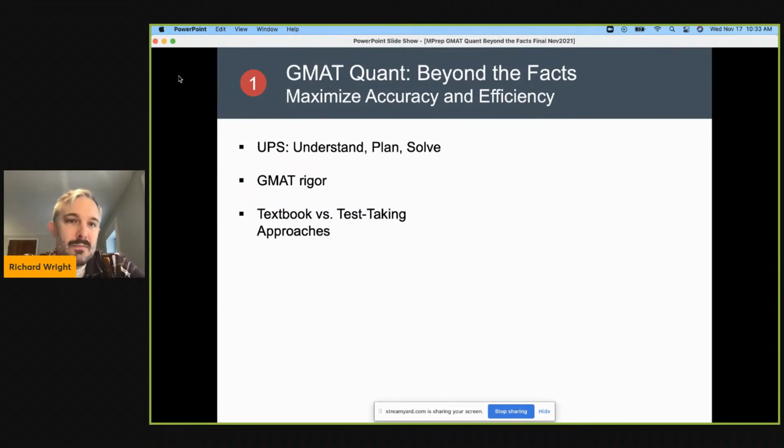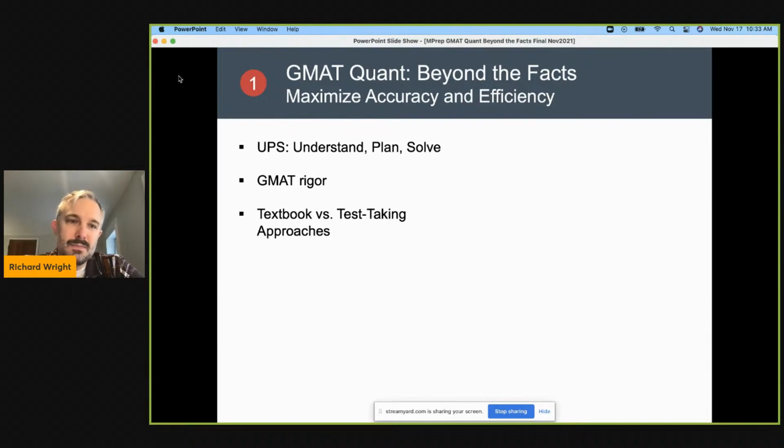When we talk about maximizing your accuracy and efficiency, there are a few different things that come to mind. The first is a process called UPS, or Understand, Plan, Solve. And we're going to be walking through what that means. Basically, it means not jumping headfirst without thinking into a problem. And then we're going to be talking about how to do rigorous work on the GMAT. A lot of people shoot themselves in the foot or give up low-hanging fruit points they could have had just by not being rigorous in how they approach the GMAT. So we'll talk about how to avoid that.